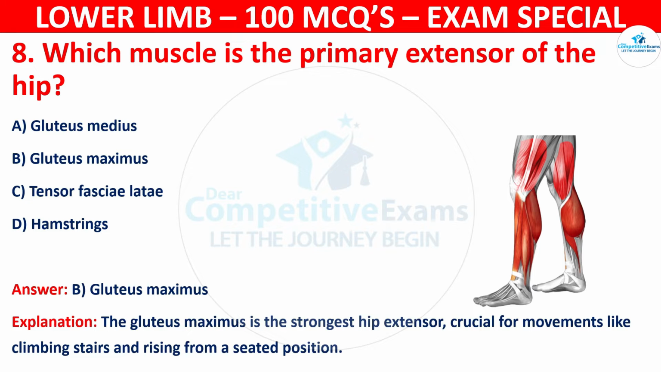The gluteus maximus is the strongest hip extensor, crucial for movements like climbing stairs and rising from seated position.